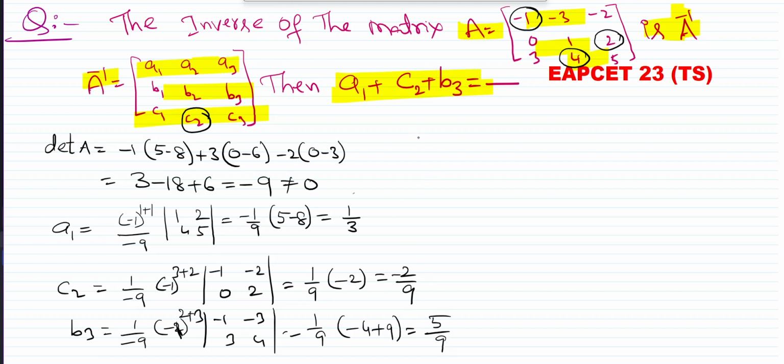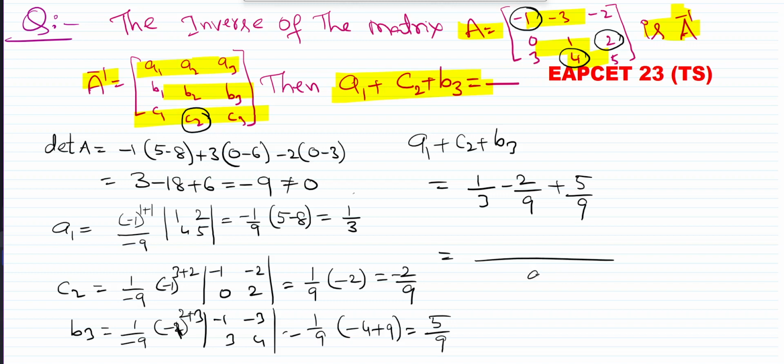Now add these values, A1 plus C2 plus B3. A1 value is 1 by 3, minus 2 by 9, plus 5 by 9. So take LCM 9, this is 3 minus 2 plus 5. So 5 plus 3 is 8, 8 minus 2, that is 6 by 9. 6 by 9 is equal to 2 by 3. That is the required answer.